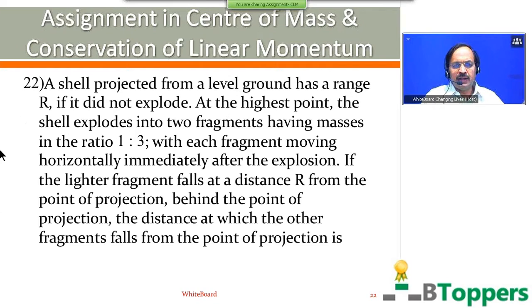A shell projected from level ground has a range R if it did not explode. At the highest point, the shell explodes into two fragments having masses in the ratio 1:3, with each fragment moving horizontally immediately after the explosion. The lighter fragment falls at a distance R behind the point of projection. The distance at which the other fragment falls from the point of projection is... Come on, try the question.